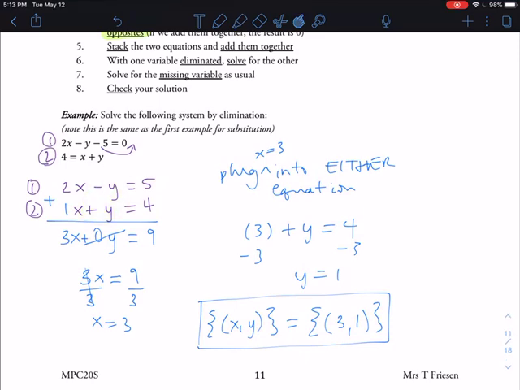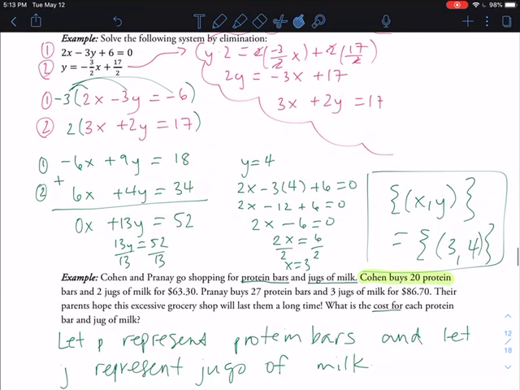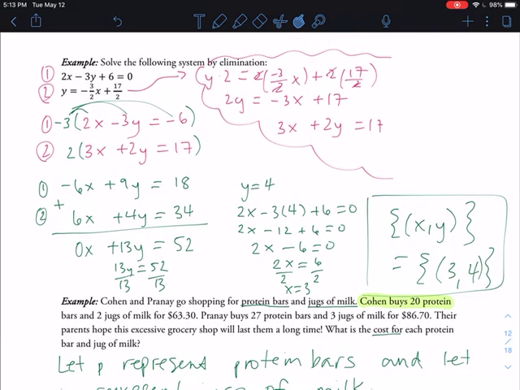You could have picked to eliminate x, but it would just be harder. Here it would have been pretty much the same, right? 2x and 3x or negative 3y, 2y, it would have been pretty much the same, so we just picked one of them.